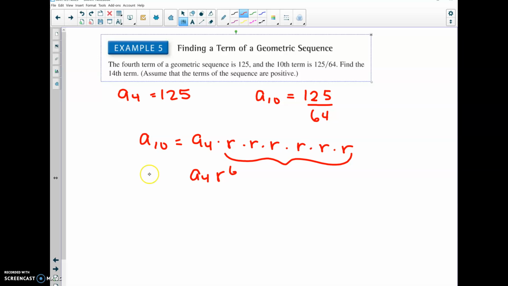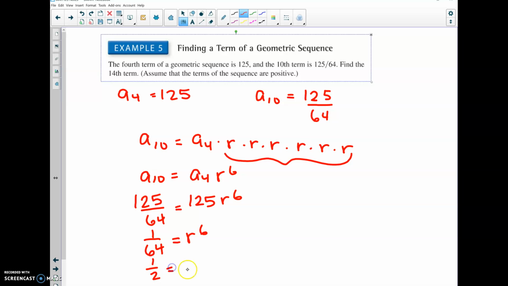So go ahead and plug in what your 10th term and 4th term are to solve for your common ratio. So r to the sixth is 1 over 64. Good news is 64 is 2 to the sixth power, so the sixth root of 1/64 is 1/2. So your common ratio is 1/2.